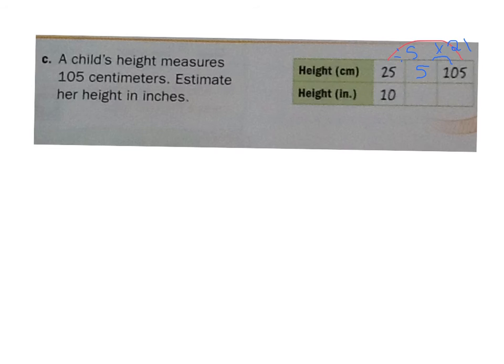You need to find a number that you can divide by 25, that you can also multiply something to give you 105. Once you figure that out, the bottom part is easy because you just simply do the same on the bottom. So I divided by 5 first. 10 divided by 5 gave me 2. And then I actually multiplied by 21. 2 times 21 is 42. So if she is 105 centimeters, she is about 42 inches tall.